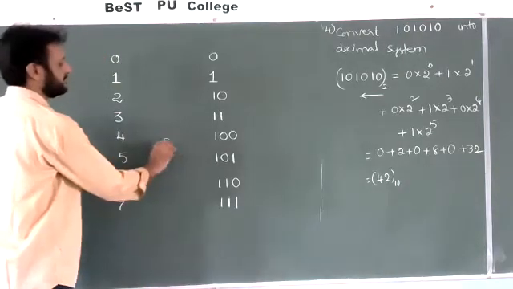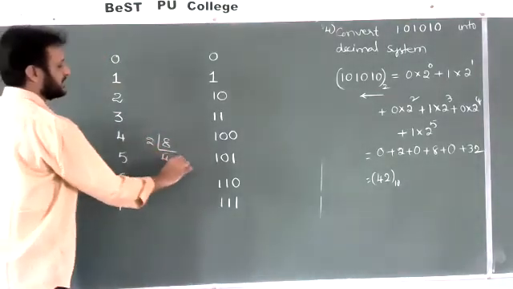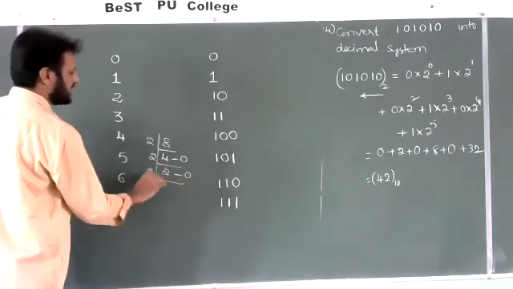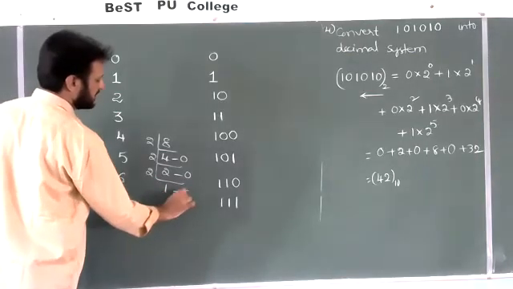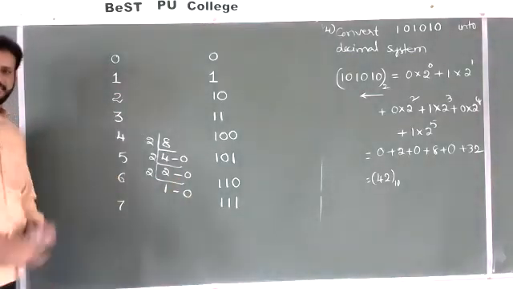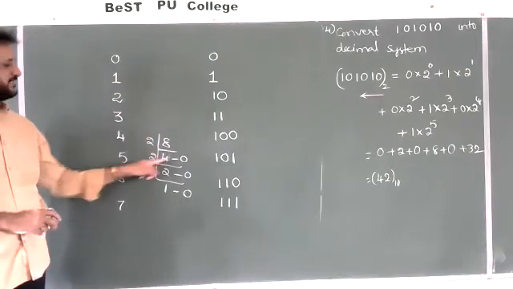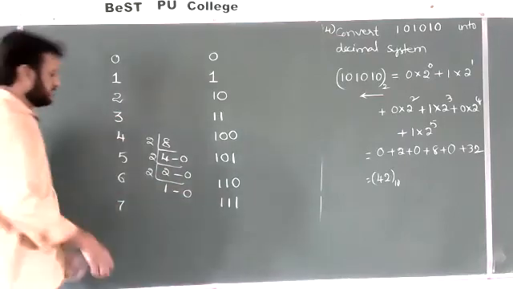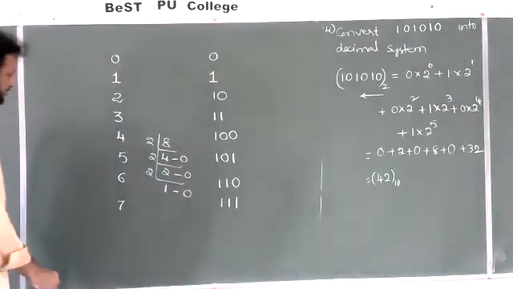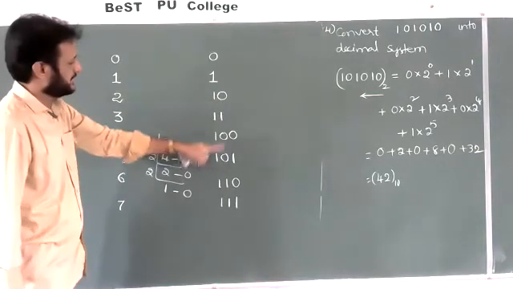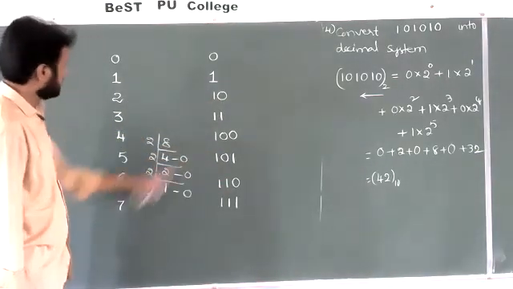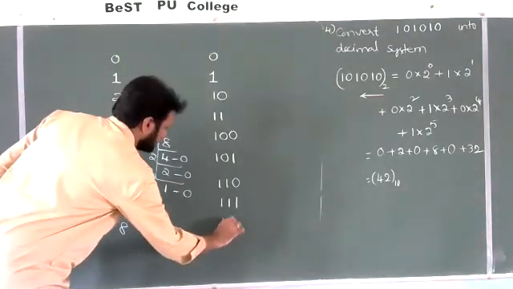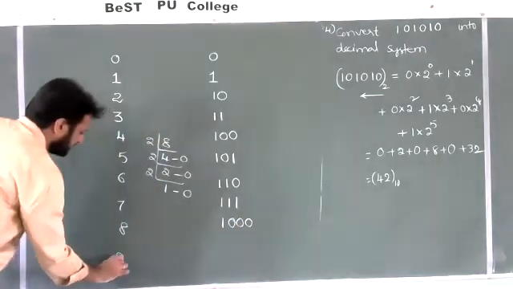If 8 is given, so 2 4s are 8, 0. 2 2s are 4, 0. 2 1s are 2, the remainder is equal to 0. Check correct or not? So here 2 4s are 8, 0. 2 2s are 4, 0. 2 ones are 2, 0. So 1 triple 0 you should write. This one is for 1, 2, 3, 4, 5, 6, 7. Correct? 7 completed. Now for 8, this one. 8 is 1 triple 0.